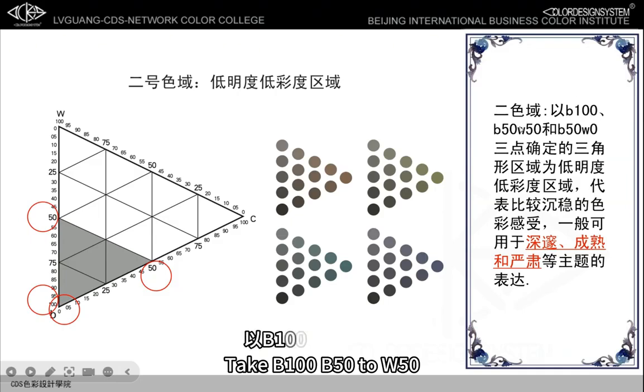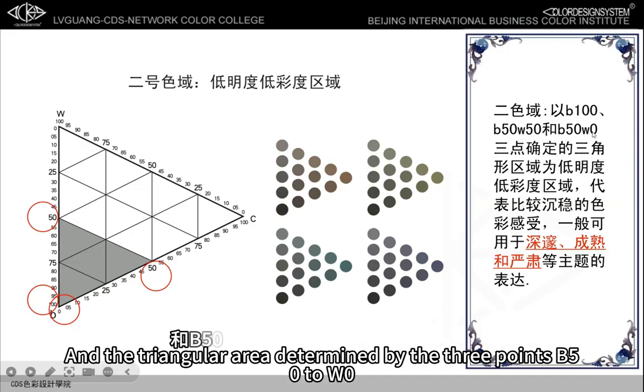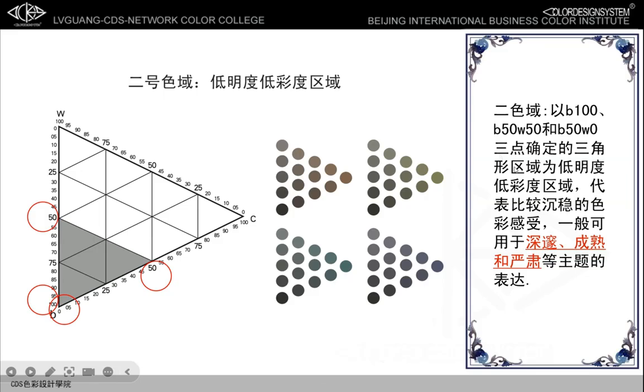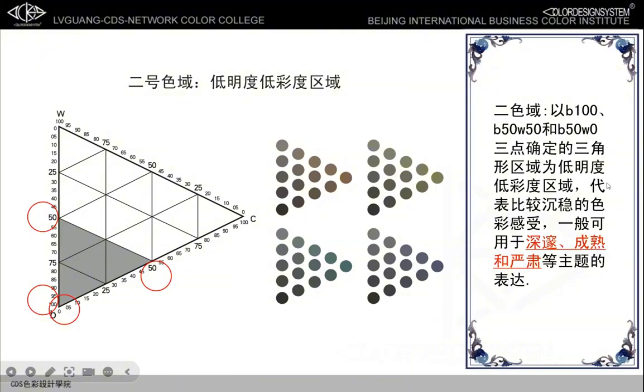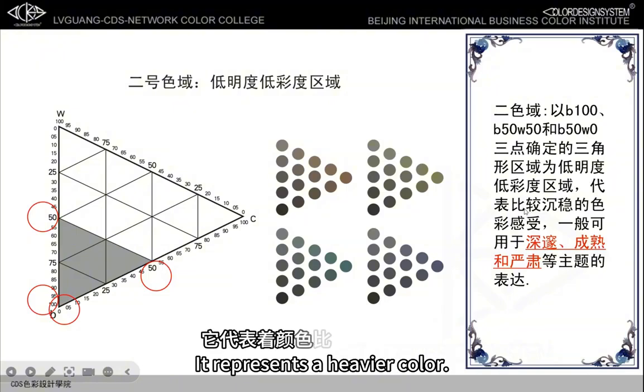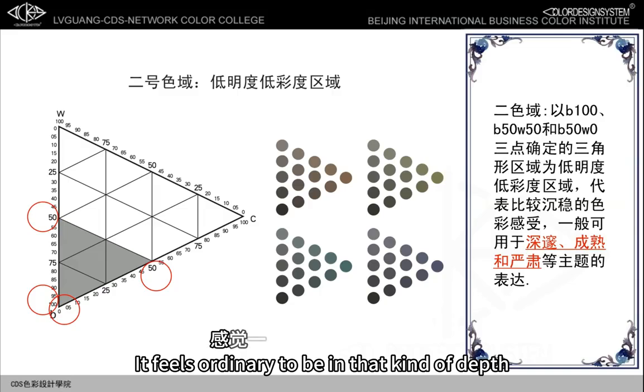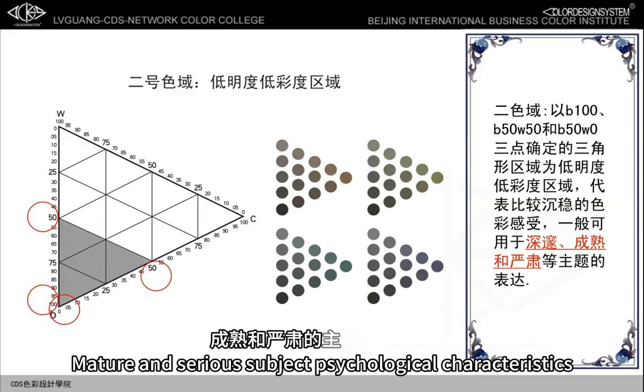Take B100 B50 to W50, and the triangular area determined by the 3 points B50 to W0. For low brightness and low chroma areas, it represents a heavier color. It feels ordinary to be in that kind of depth. Mature and serious subject psychological characteristics.